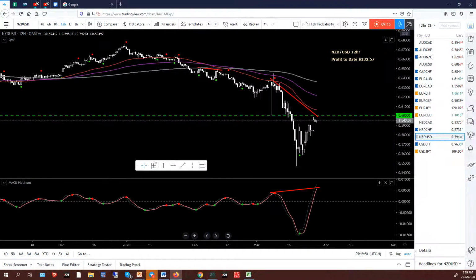New Zealand USD, nothing doing. The green line is the 60 level, 60 cent level, same as marked on the Aussie, but it's possibly setting up. Again, I've drawn trend lines in.